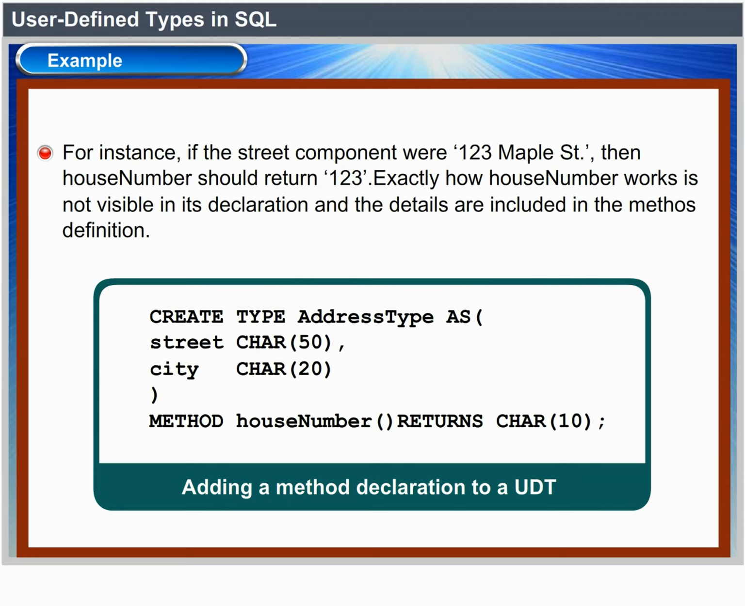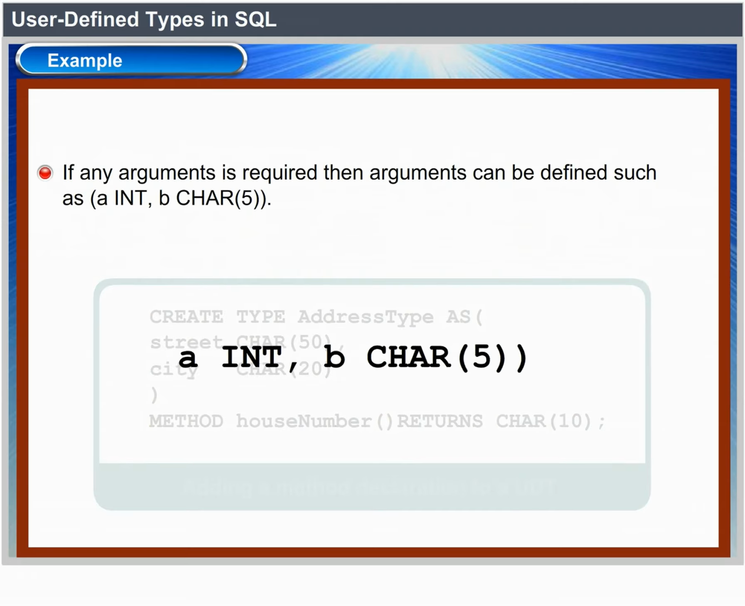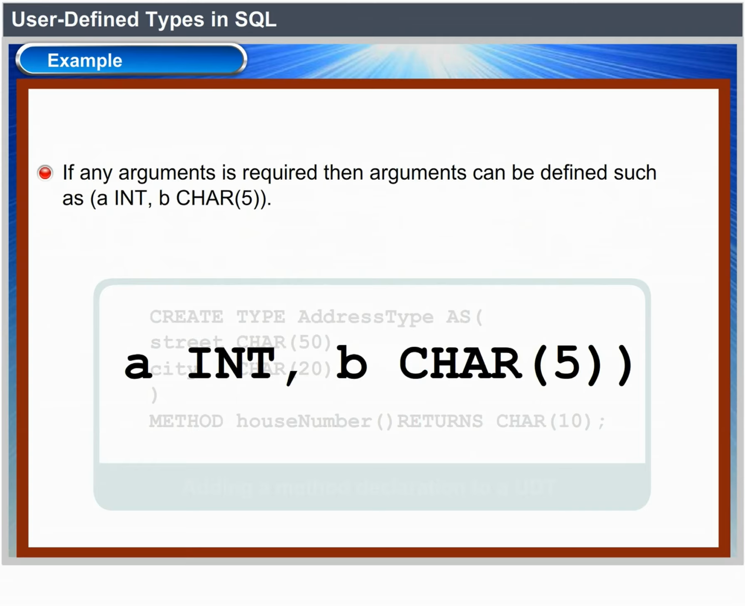We see the keyword method followed by the name of the method and a parenthesized list of its arguments and their types. In this case, there are no arguments, but the parentheses are still needed. Had there been arguments, they would have appeared, followed by the types, such as A integer, B character 5.